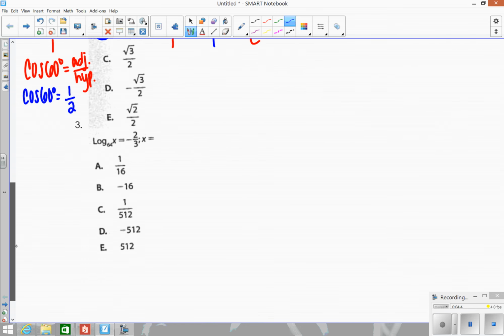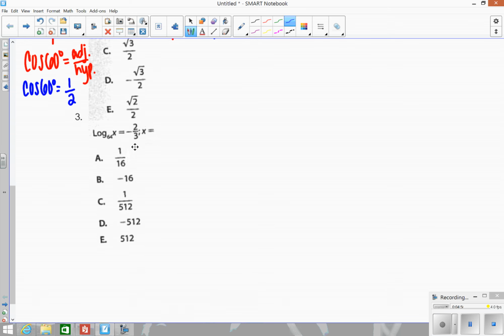The next example here is a log function. So for this one, again, it's giving you this log equation and then a semicolon x equals. What they're asking you to find is what x equals. So they're asking you to solve for x. So the rule for logs, when we go to solve them, log equations, we drop the log and we swing the base. So this is going to be x equals 64, and then it bumps this negative 2/3 up to an exponent.